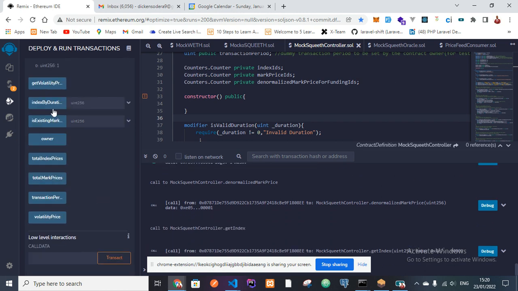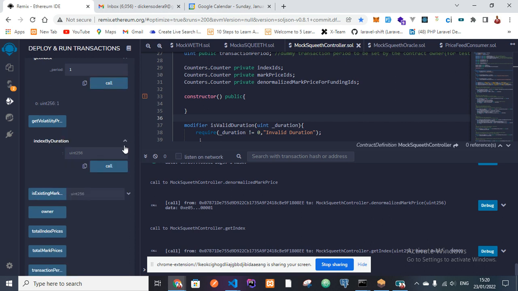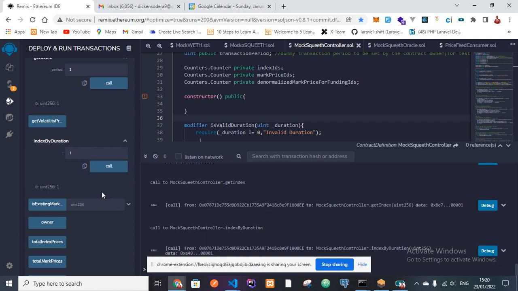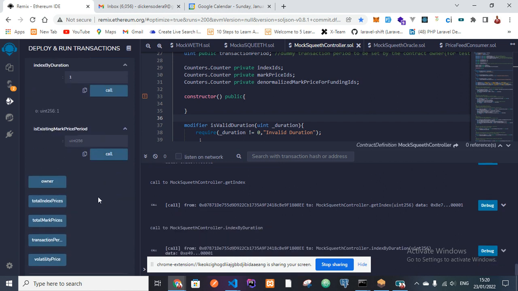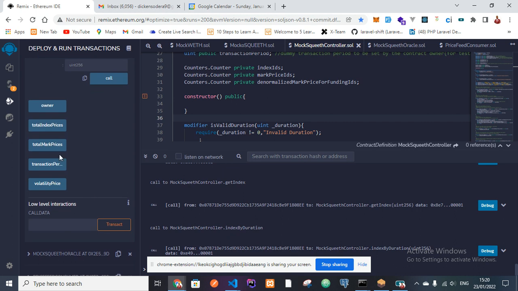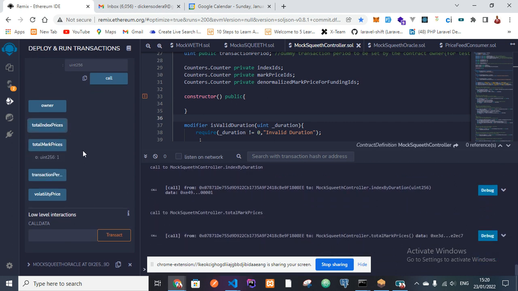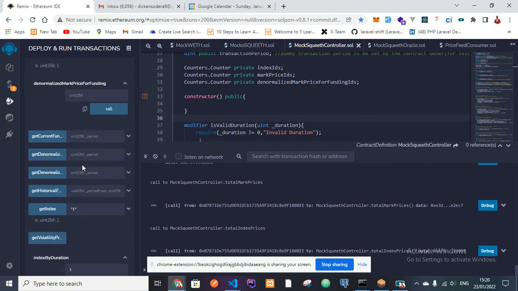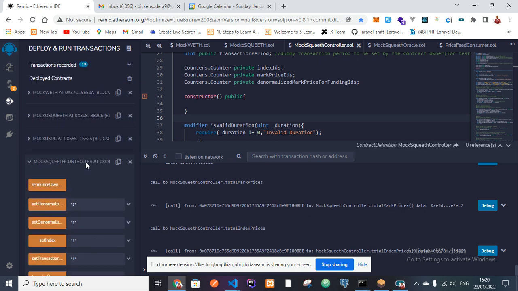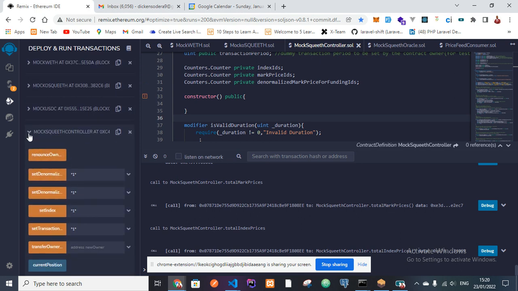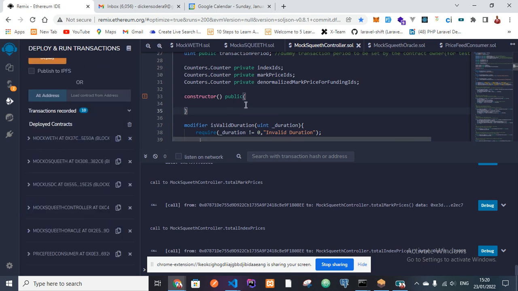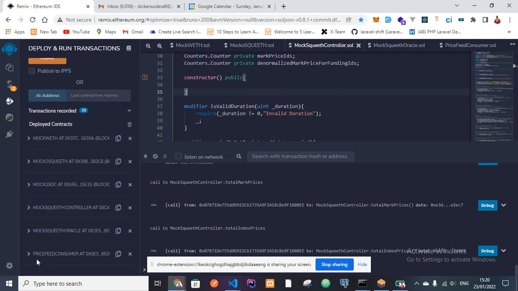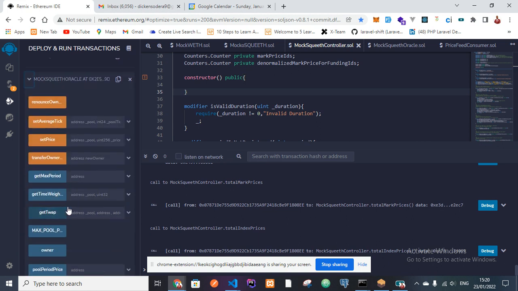So also one. We can get the index price by the duration we specified above. These are just integer values I used for custom testing on the controller. So, having interacted with the controller and performed the various functions, let's go ahead and try out the oracle.